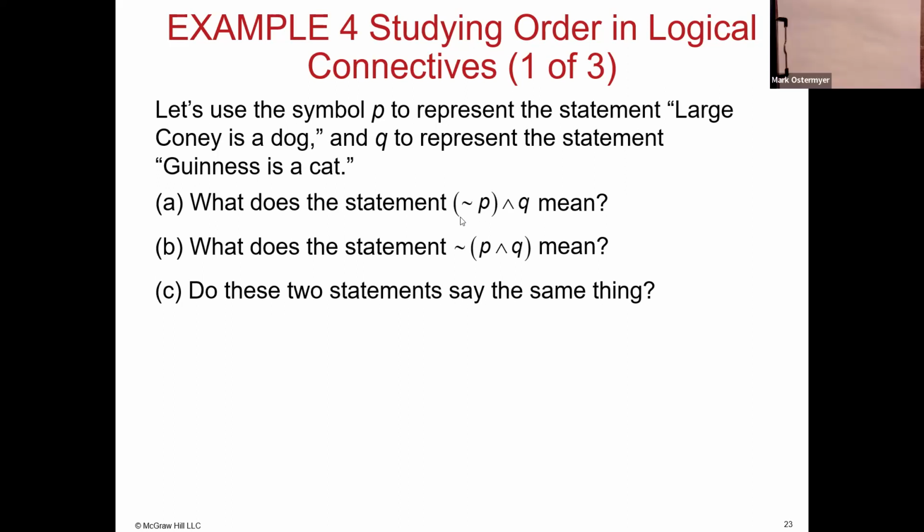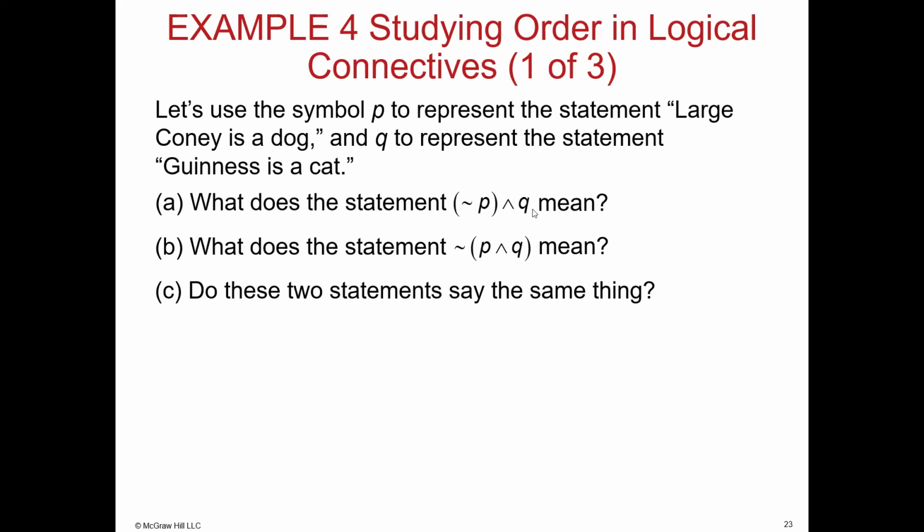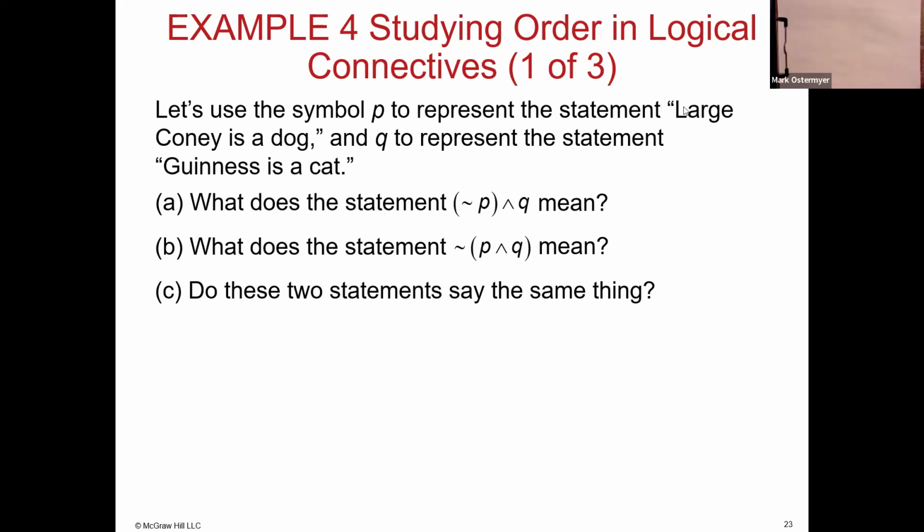So this is how we read the statement. Large coney is not a dog, and what? Guinness is a cat. Do you agree that's how we read that, based on statements P and Q? Large coney is not a dog, and Guinness is a cat.